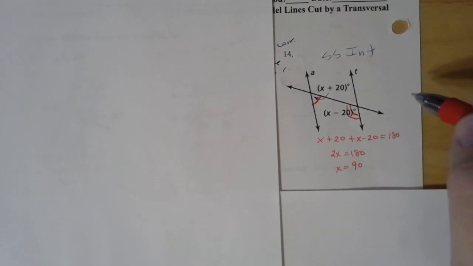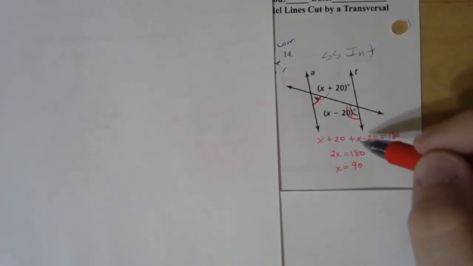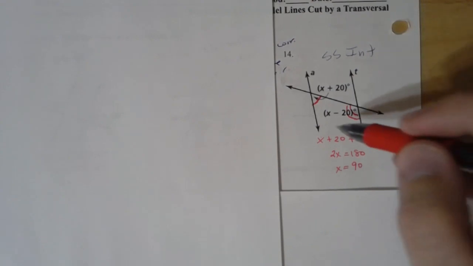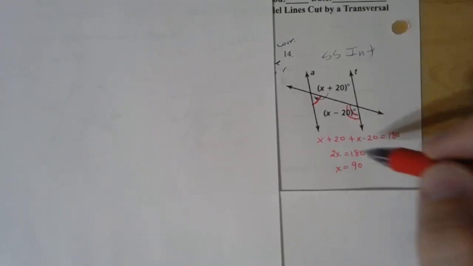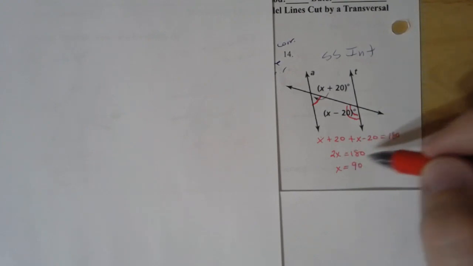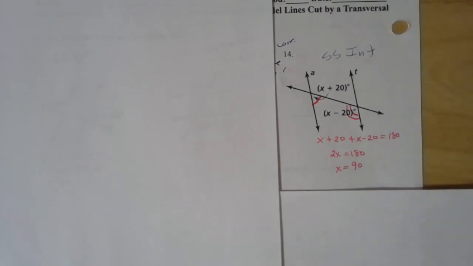And same side interior angles are going to be two angles that are supplementary, meaning that if I add them together, their measures will equal 180. So I take these two, x plus 20 plus x minus 20, and set them equal to 180. As I do that, I'm going to combine my like terms. x and x give me 2x. 20 and negative 20 will cancel out, so I'm left with 2x equals 180. And then I solve for x by dividing by 2, and I get x is equal to 90.